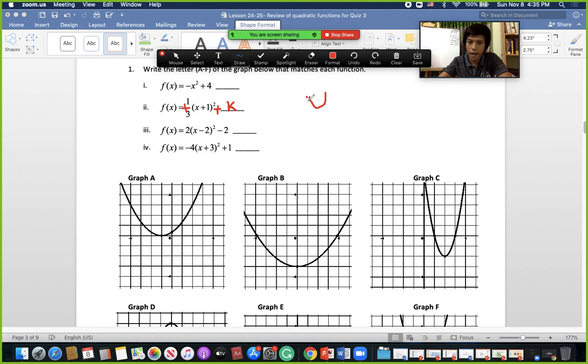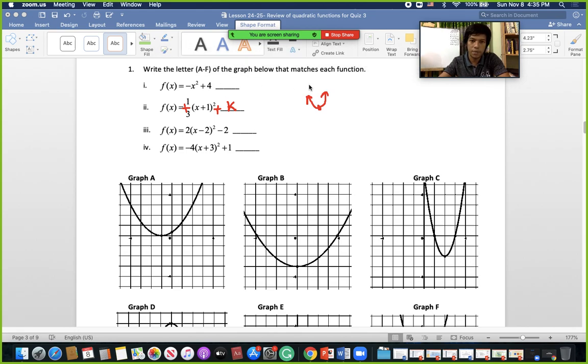So the graph will be up opening, and the vertex will be at x equals minus 1. So at minus 1, where is this graph? This one, A number, right? It looks like A number. See, this is 0 and this is minus 1. This is minus 1 and the up opening graph. So A number is the answer for this one.